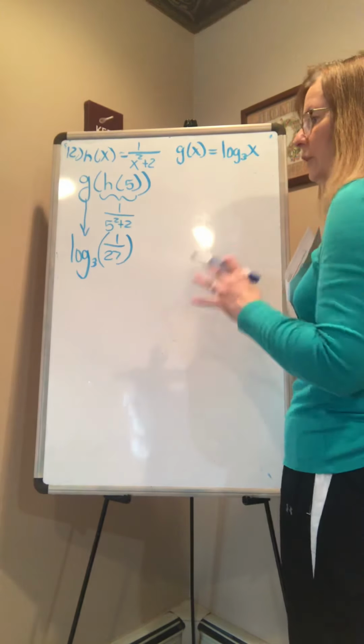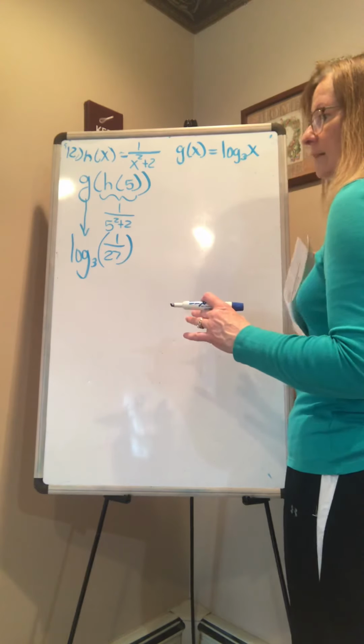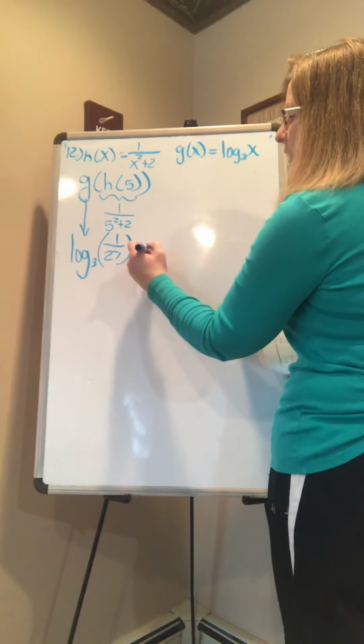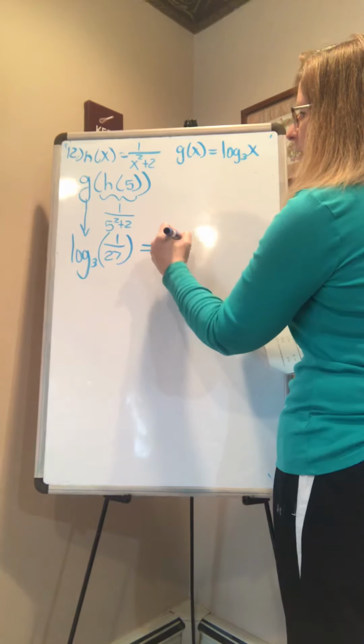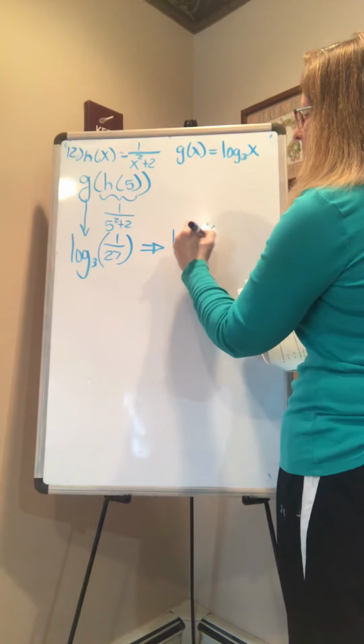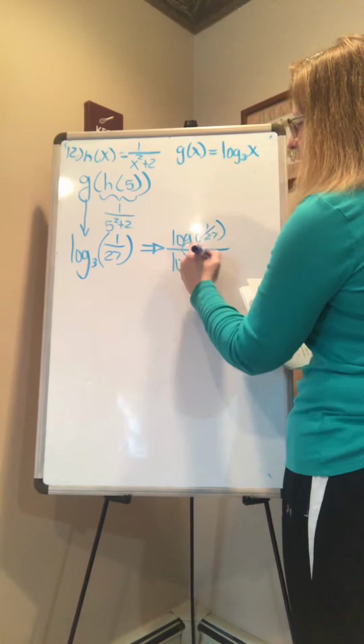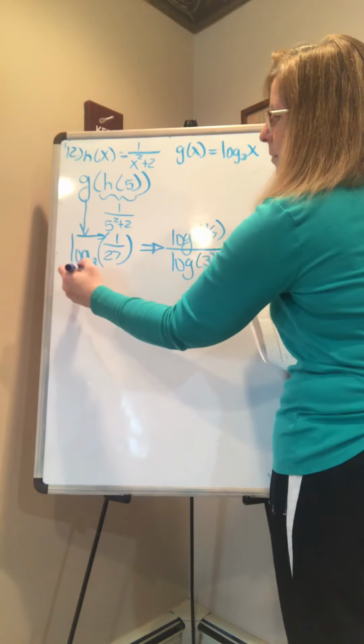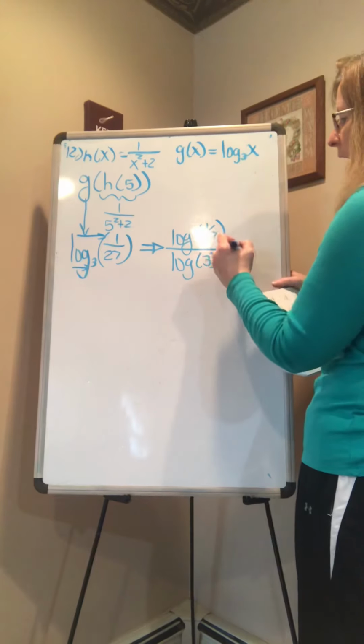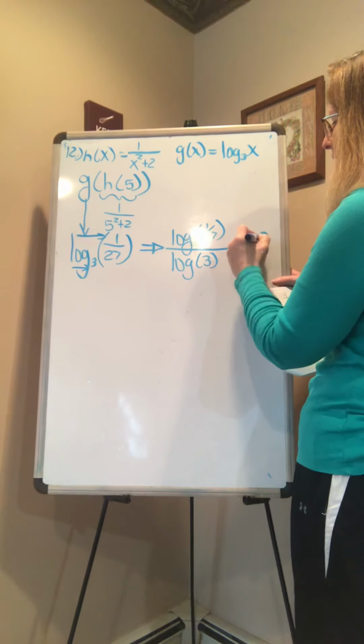Now you can do a couple of things with this. First thing, change the base formula. Log of 1/27 divided by the log of 3. Log of the power divided by the log of the base. And this is going to give us negative 3.